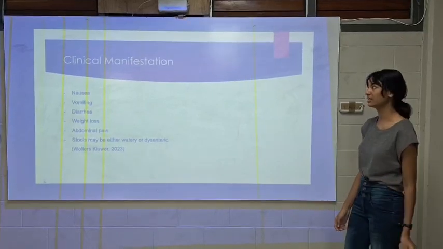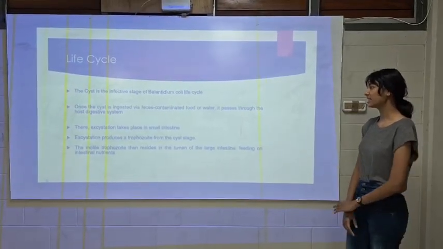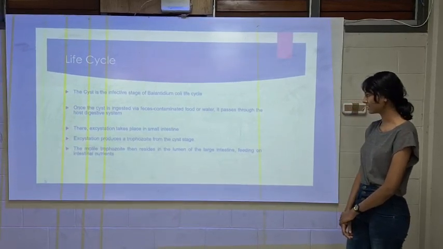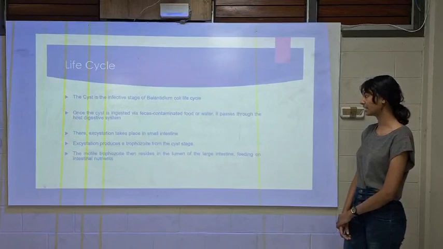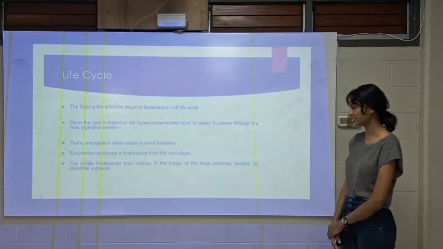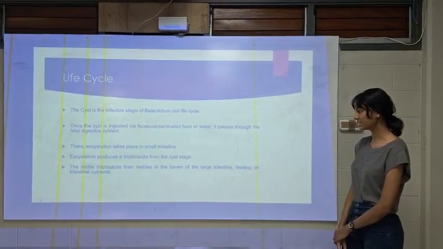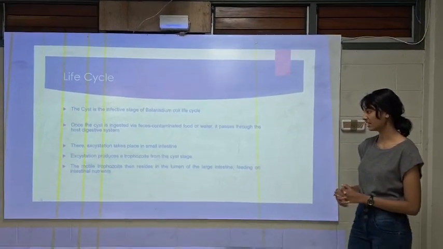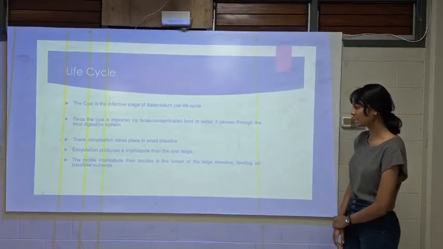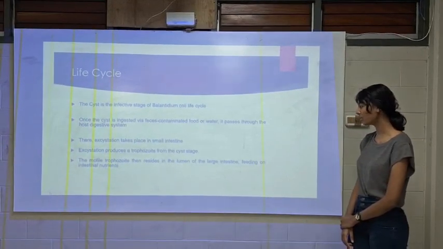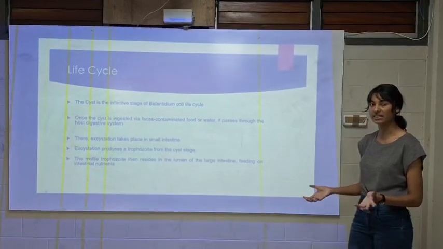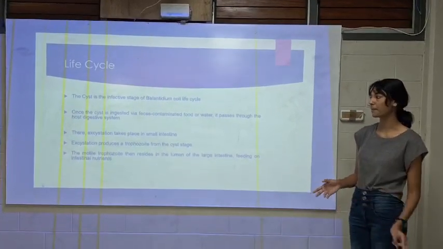or dysentery. The life cycle: the cyst is the infective stage of the Balantidium coli life cycle. Once the cyst is ingested via feces-contaminated food or water, it passes through the host digestive system. Excystation takes place in the small intestine, where the cyst releases trophozoites. The motile trophozoites then reside in the lumen of the large intestine, feeding on the intestinal nutrients. That is how they develop and gain their nutrients from the large intestine.